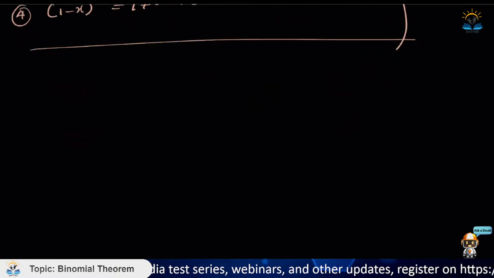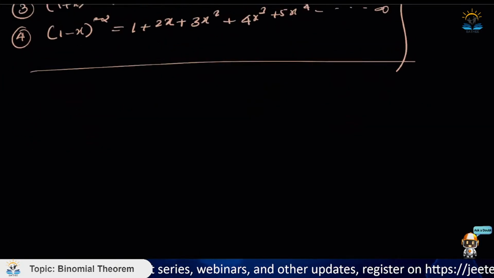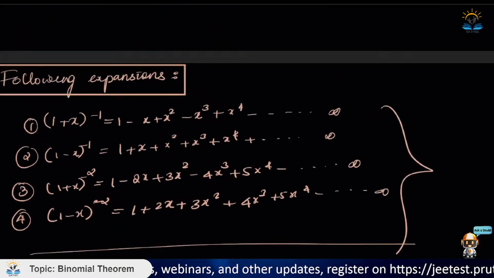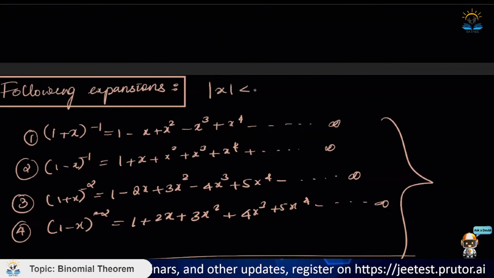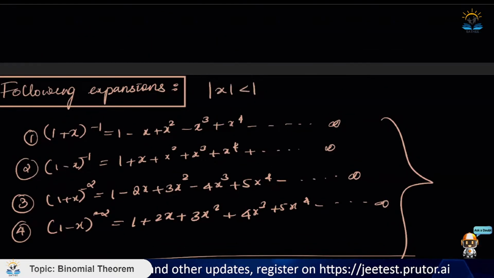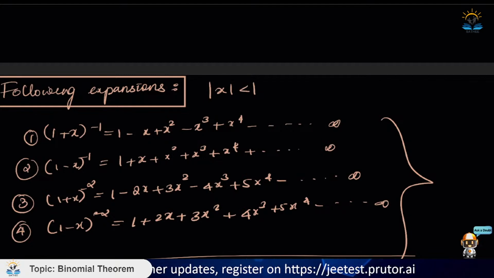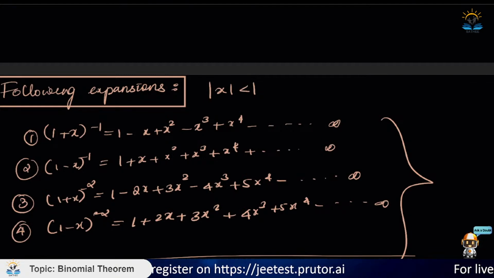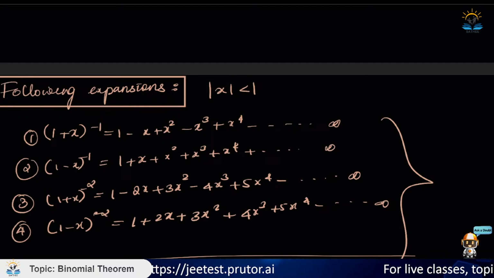So that is how we have to remember and know, and this is valid only if |x| is less than 1. Only if it is less than 1, then we can say this is the value.